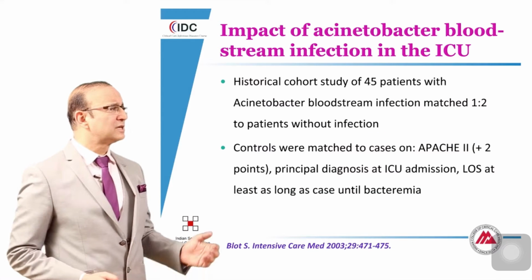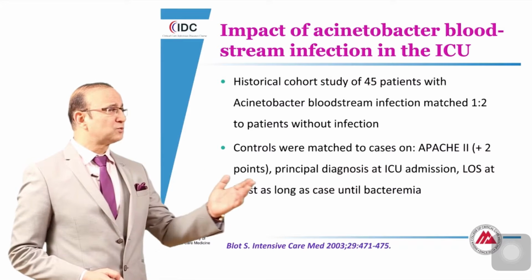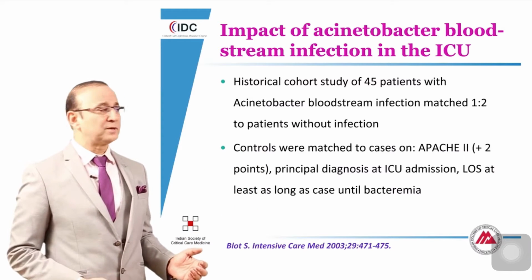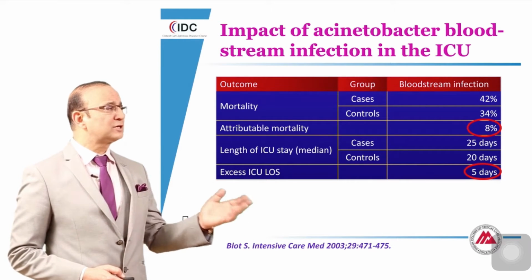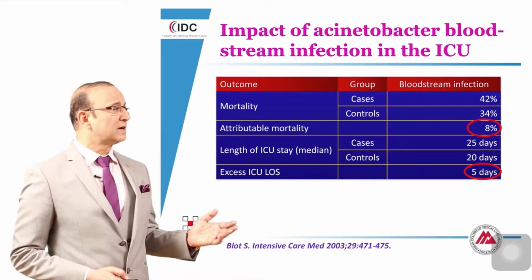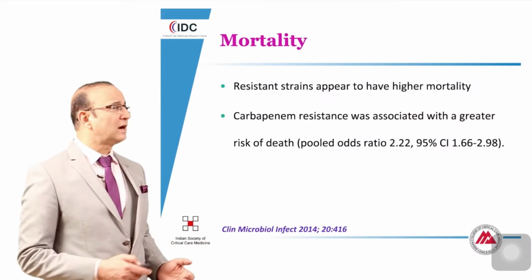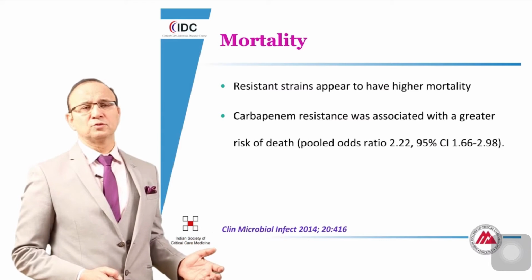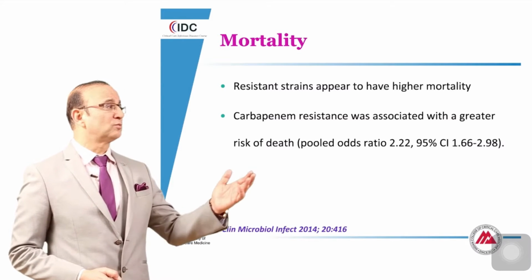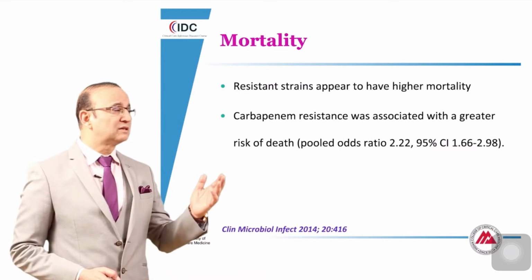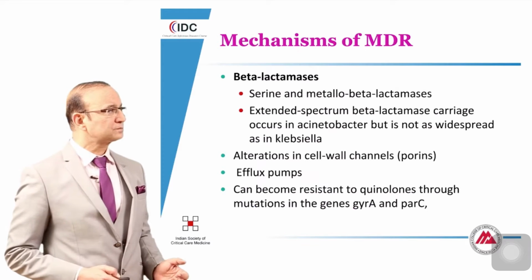There are studies published earlier, one a cohort study of 45 patients, where they showed that it was associated with an attributable mortality of 8% and excessive ICU length of stay of 5 days. And there are other studies which all have shown that if a person has a carbapenem resistant Acinetobacter, it was associated with greater risk of death as compared to a sensitive organism.